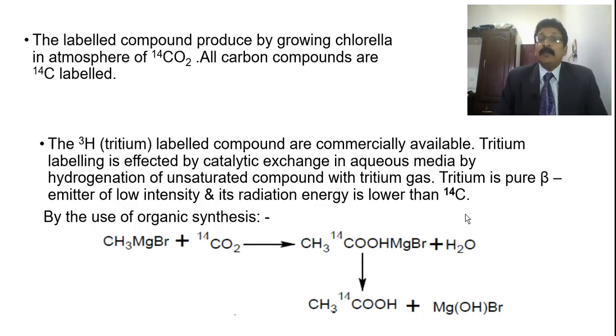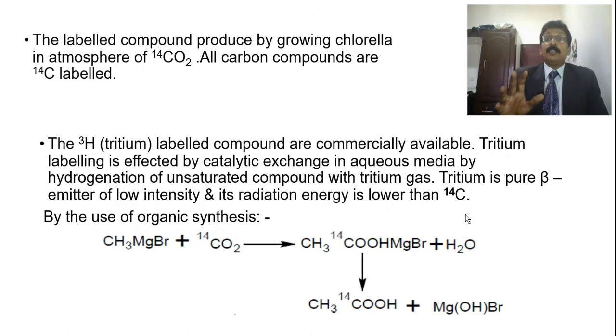What is the compound name? CH3COOH, acetic acid, plus MgOHBr, magnesium hydroxide bromide. So you can see that the acetic acid is getting labeled with the carbon 14 isotope. This type of thing can happen. You can get a compound labeled with carbon 14 when you grow a particular plant in an atmosphere of carbon dioxide 14. Very simple.